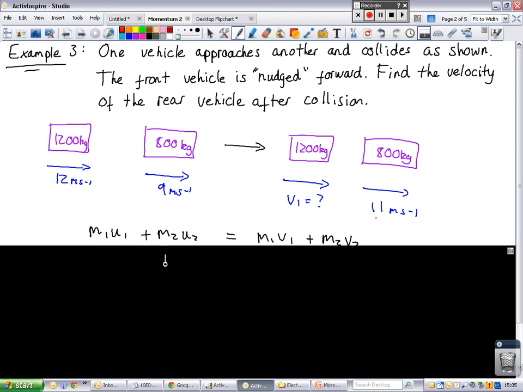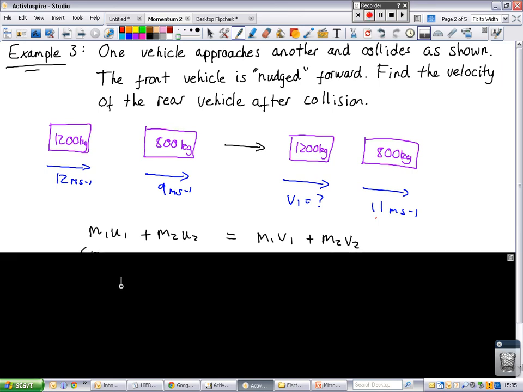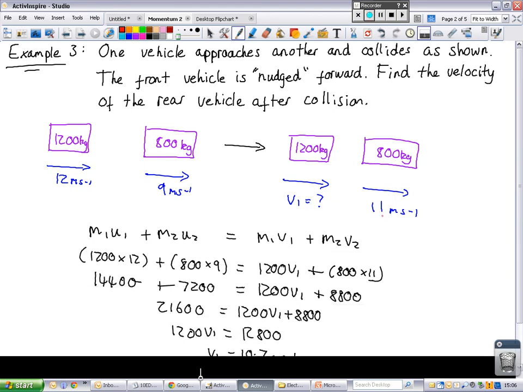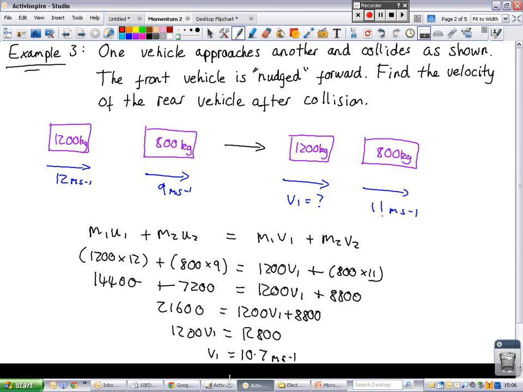So we assume that momentum is conserved because there's no external forces here. All we do is calculate the total momentum of the objects before the collision and equate that to the total momentum of the objects after the collision. So this is m1, this is m2, this is u1, this is u2, this is m1, m2, v1 and v2. We work it through, solve for v, and we find that v was 10.7. So that's no different from the previous examples that we've looked at.